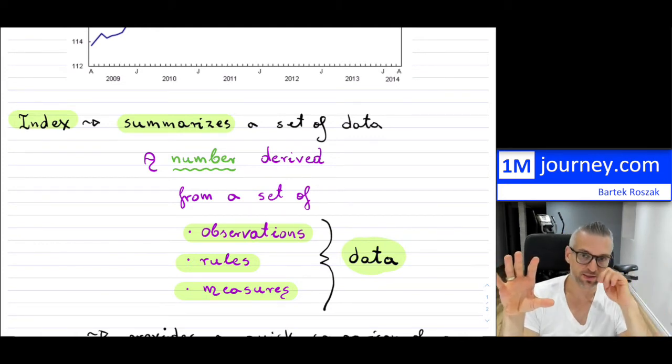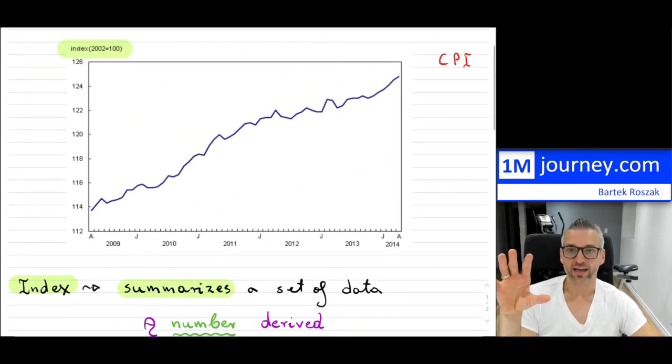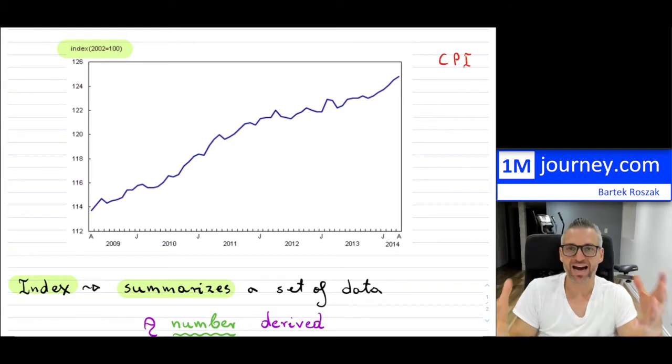So for instance, with respect to this graph, the data set is actually all the prices of all the consuming items that we have. Now, what do we consume as individuals? Of course, we all consume different things, but there's always a basket of goods that we can look at that most people do utilize.